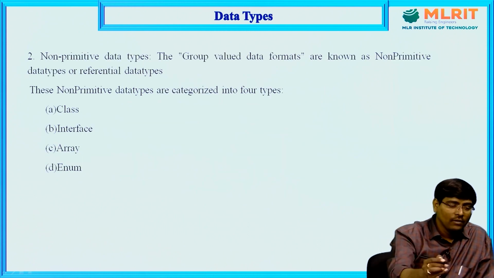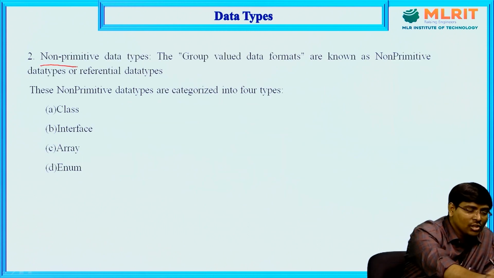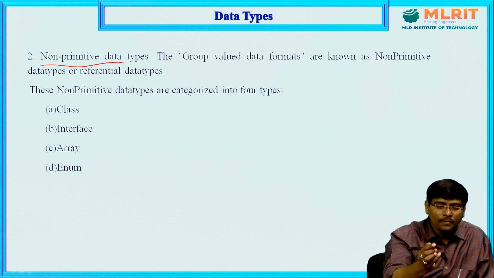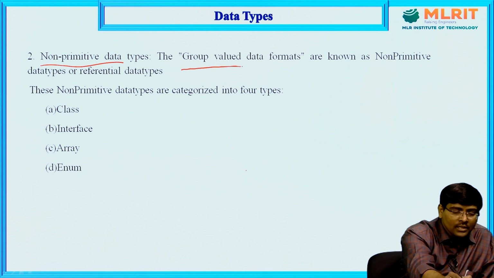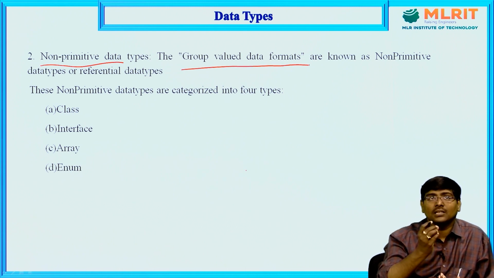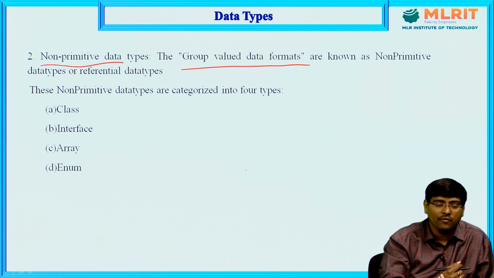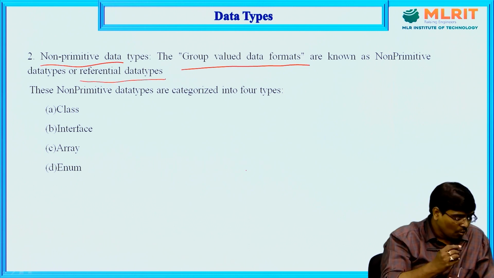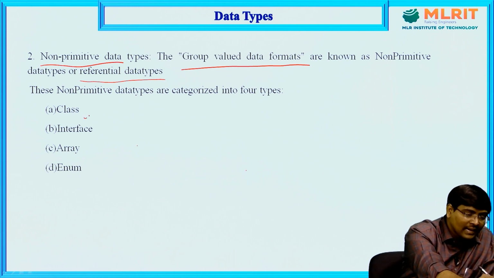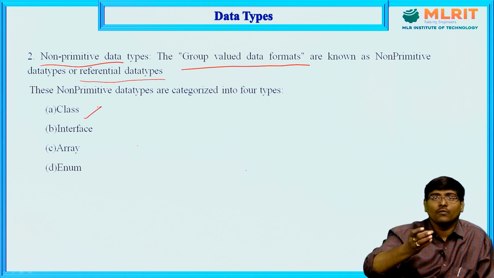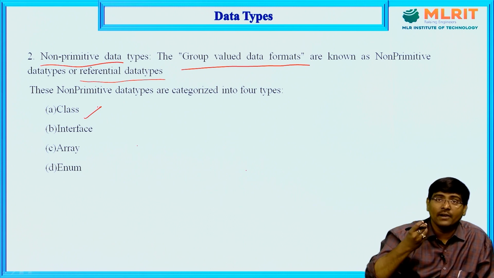Now, I will give you an introduction to non-primitive data types. Non-primitive means group value data formats, which are also called referential. What are the different examples? Class. You already know class is a logical structure which consists of methods and variables.